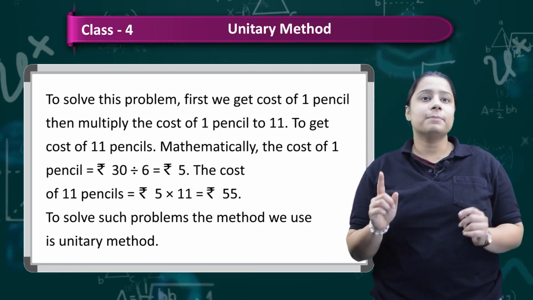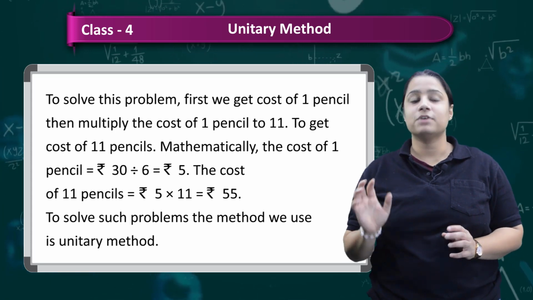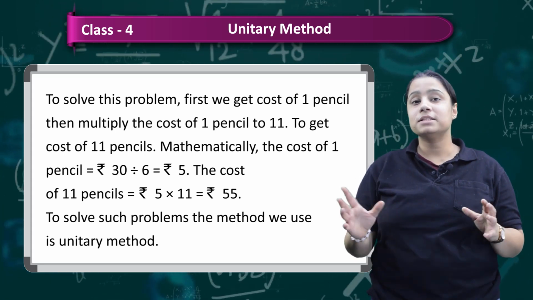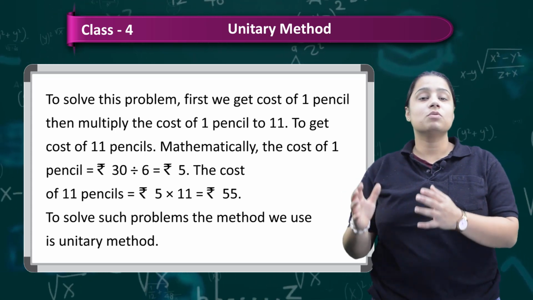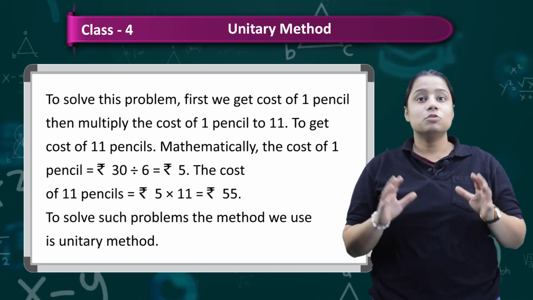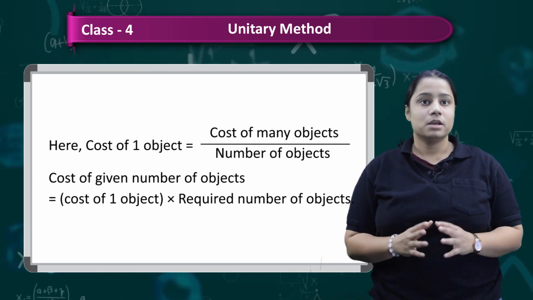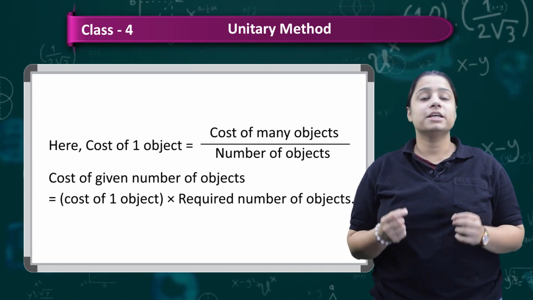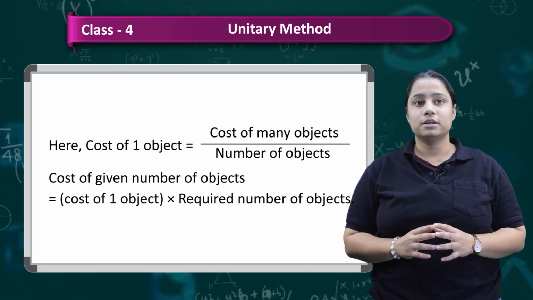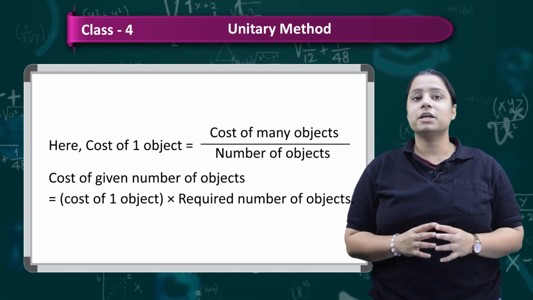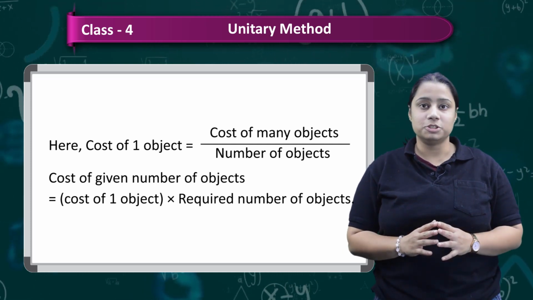Mathematically, the cost of 1 pencil is equal to rupees 30 divided by 6, which is equal to rupees 5. The cost of 11 pencils is equal to rupees 5 into 11, which is equal to rupees 55. To solve such problems, the method we use is the unitary method. Here, the cost of one object is equal to the cost of many objects upon the number of objects. The cost of a number of objects is equal to the cost of one object into the required number of objects.